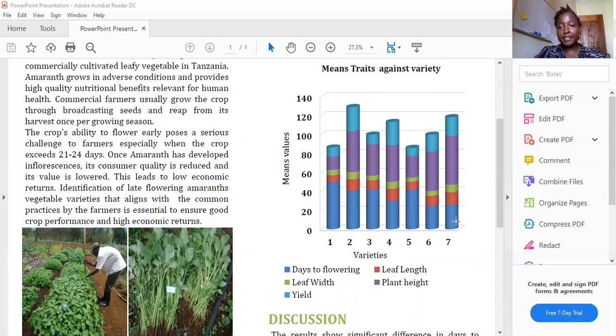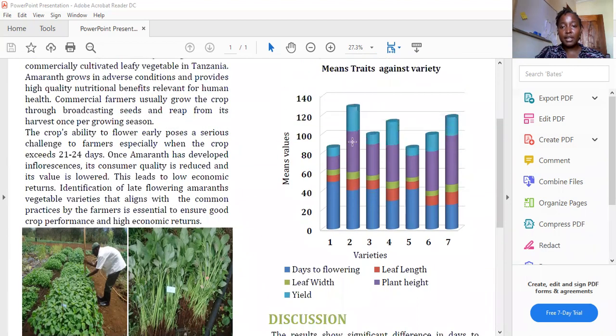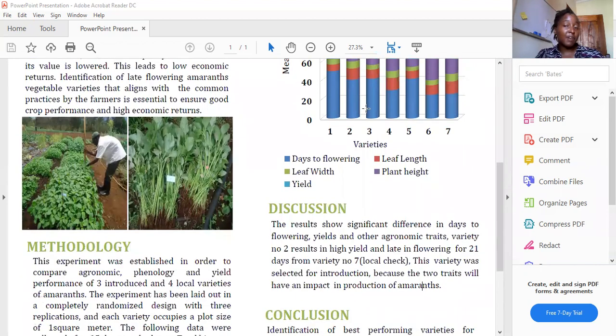While the local varieties have a very short number of days to flowering, only one of them has a very high, or at least good, number of days to flowering, but its challenge is very low yield. So our selection among these 3 was number 2, and this one was selected due to its very good number of days to flowering but also due to the high yield that we can observe at 25 days of harvest after sowing.